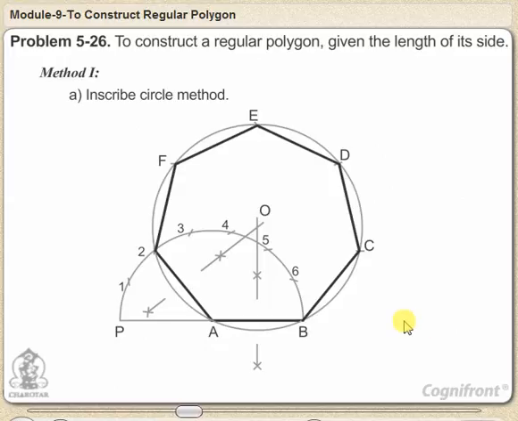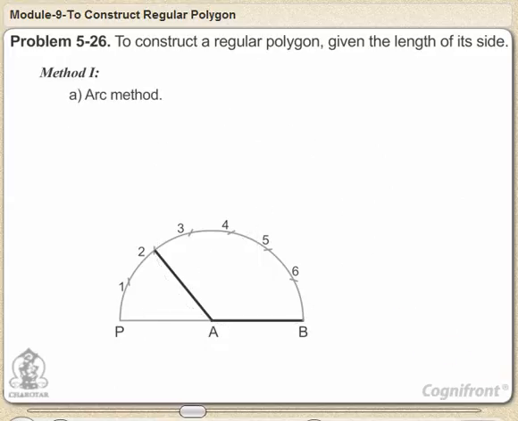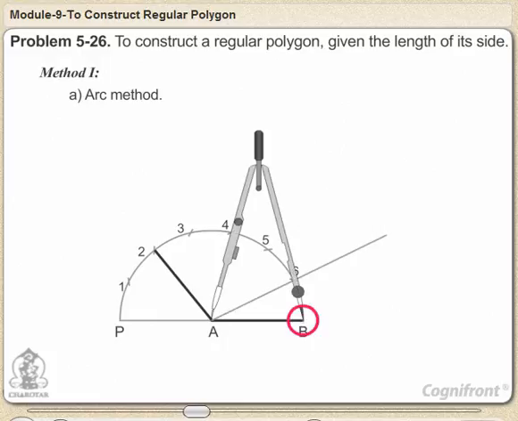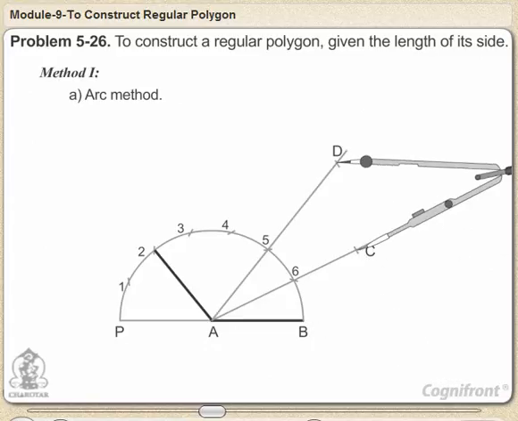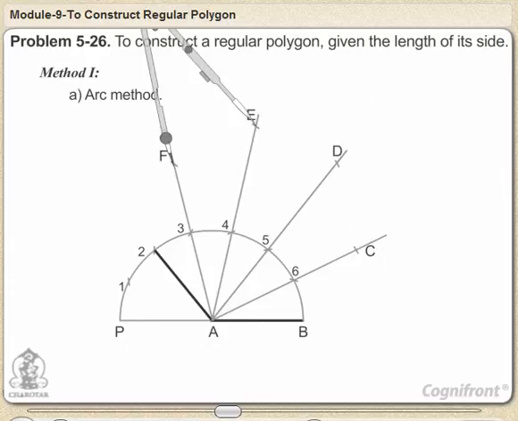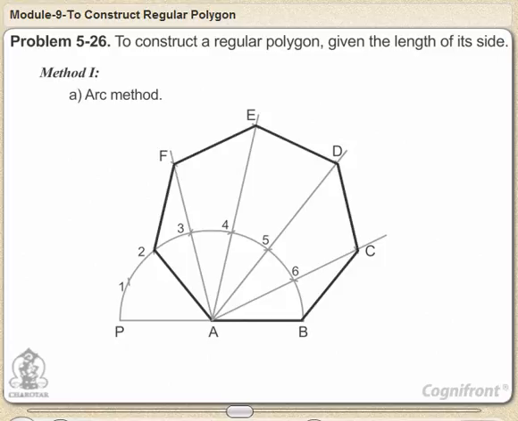Arc method. With center B and radius AB, draw an arc cutting the line A6 produced at C. With center C and the same radius, draw an arc cutting the line A5 produced at D. Find points E and F in the same manner. Draw lines BC, CD, etc., and complete the heptagon.